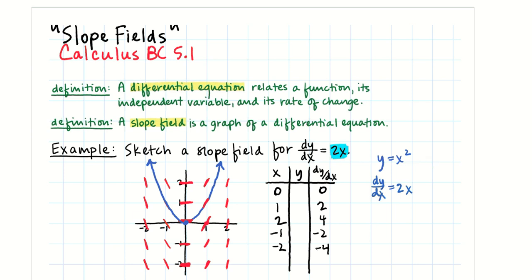So we'll say that in general, the general solution to dy dx equals 2x is going to be y equals x squared plus c, where c is just any old number. And that's why we see that there could be vertical shifts on this parabola, and we'd still be fitting in with our slope field.